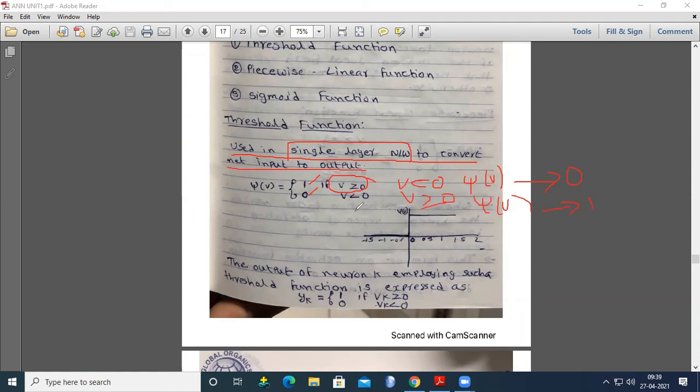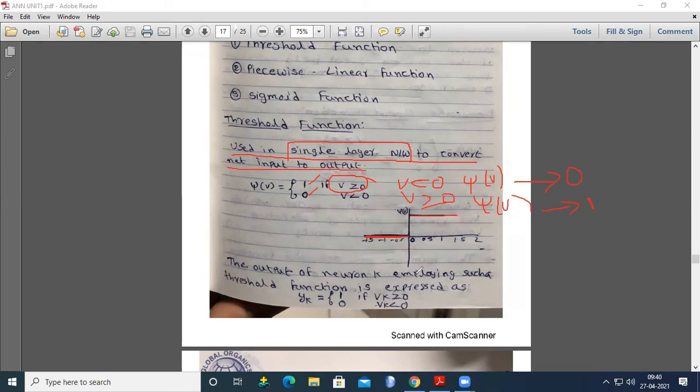So this is the representation: for all the negative values, that means less than 0, the values are 0. If the value is greater than or equal to 0, then this activation function is 1. Now this is the diagrammatic representation. This is psi of v. It is 0 for all the negative values. If the value is 0, then it is 1. For 0.5, it is 1. For 1, it is 1. For 1.5, it is 1.